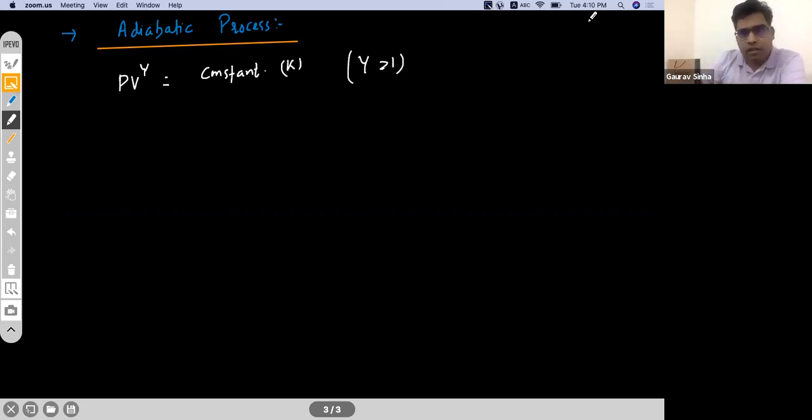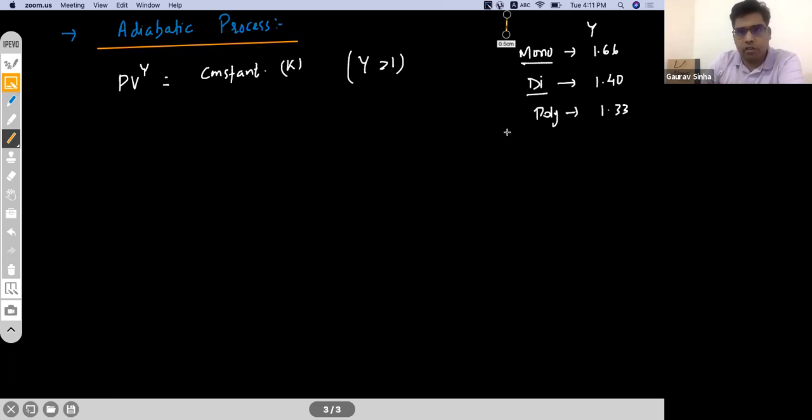What is the value of gamma for monoatomic gas, could you tell me? Is it 3/5 or 5/3? Yeah, it's 5/3. 1.66, always greater than one. Right? If you talk about diatomic, it is 1.40. And for polyatomic, it is 1.33, right? So this is the value of gamma for different types of gases we have, right? So obviously this gamma value is greater than one over here.